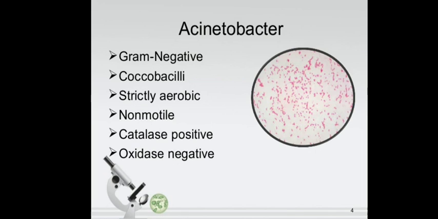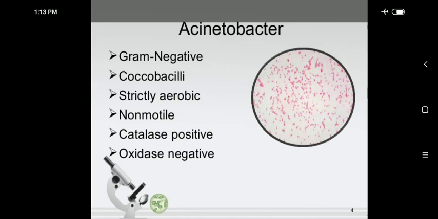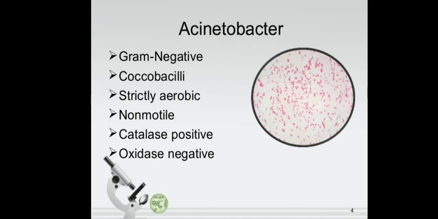Now we will see a few morphological characteristics of Acinetobacter. Acinetobacters are gram-negative bacteria possessing a cocobacilli shape, and they are strictly aerobic in nature and non-motile organisms. As we have seen in the first slide, they are motionless bacteria which do not possess cilia or flagella, so they are non-motile.